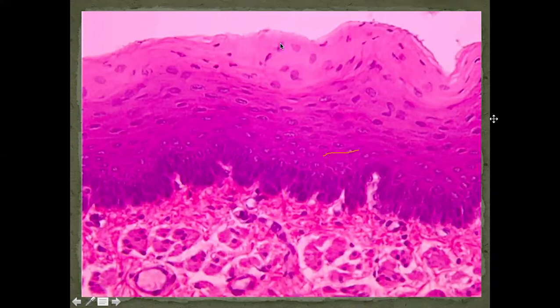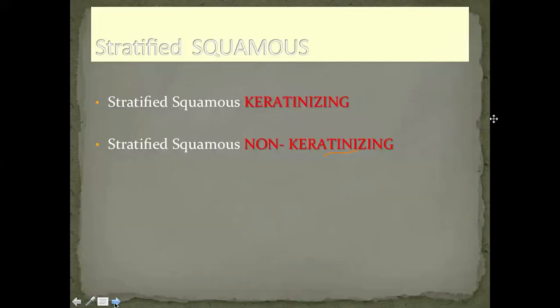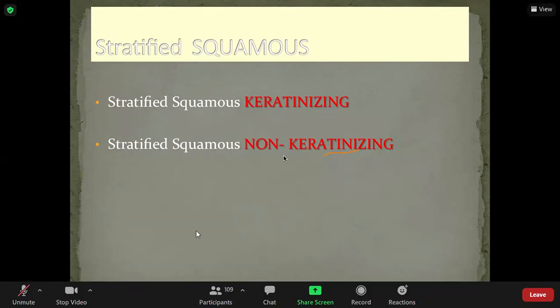Another one. The basal surface, the apical surface. Look at the cells. It's quite difficult, the shapes and orientations are all different. The clue is to always look at the apical surface. There are two types of stratified squamous: stratified squamous keratinizing and stratified squamous non-keratinizing.